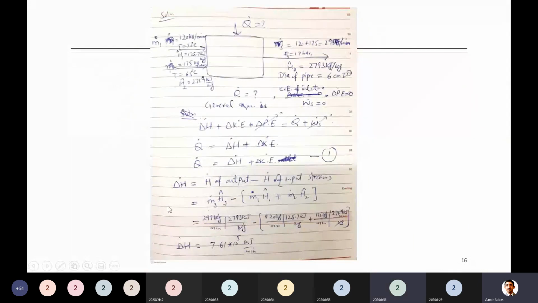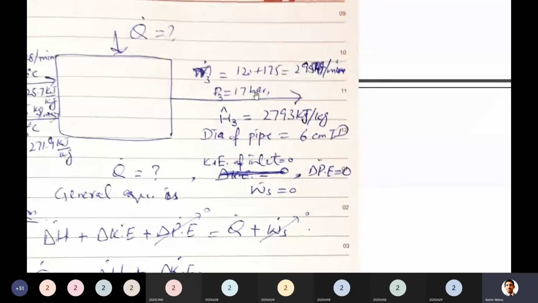Let's go back. No, sir, velocity is not given. Okay, the mass flow rate is there for this stream, but the velocity is not. How can you find the velocity? Is there any way to find velocity? Velocity into area is equal to volumetric flow rate. Good.